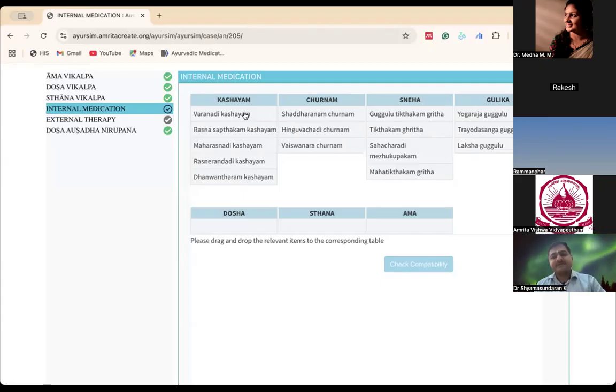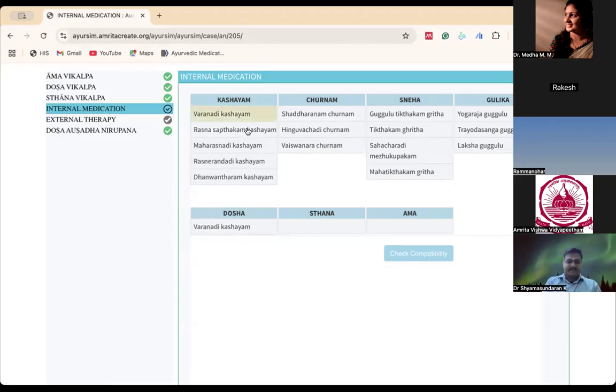But which will you choose among them? Again, you need to run your logic. You have to consider the dosha aspect there. And only when it fits into the dosha, the sthana, and ama, only then you will be able to choose that particular formulation. A particular formulation may be suitable to dosha, but it may not be suitable to sthana. So when you choose them here, it may stay here.